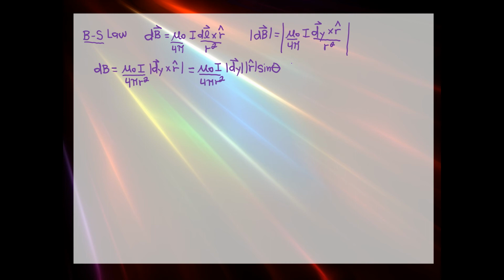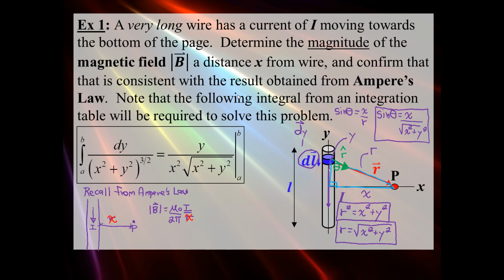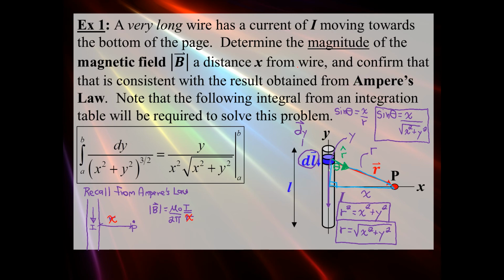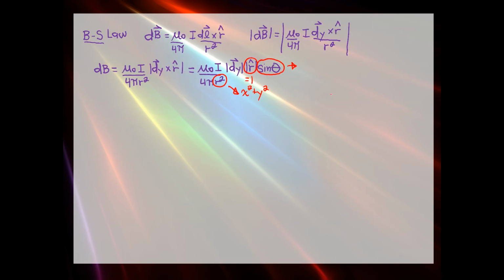Okay, let's do a few substitutions here. First of all, the magnitude of the unit vector is equal to 1. r squared, if we go back, was x squared plus y squared. And sine theta, if we go back, is x over the square root of x squared plus y squared.